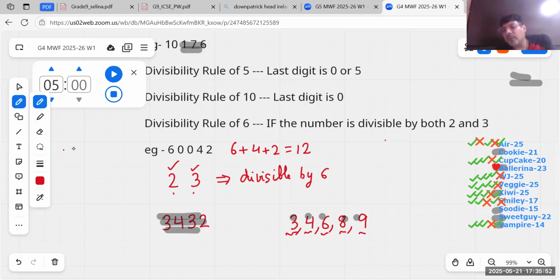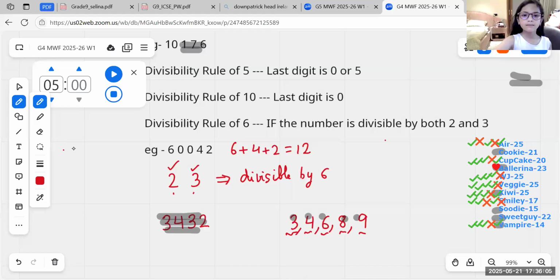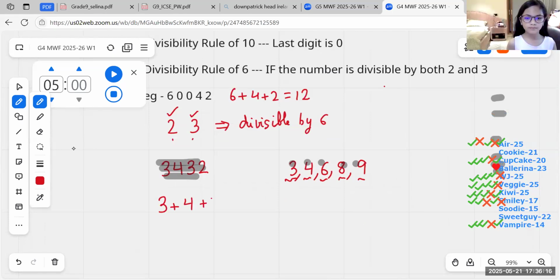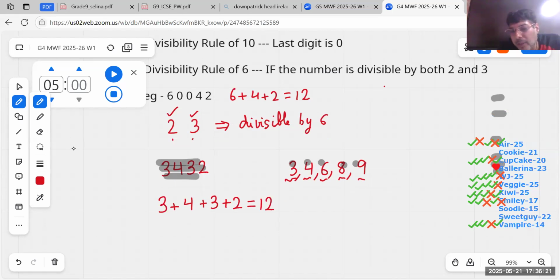Sudhi, what is the divisibility rule of 3? Sir, what is the divisibility rule of 9? Sir, the divisibility number is if any number is divisible by 3 or 9. Beta, the divisibility rule of 3 and 9 is the sum of the digits. So I have to do 3 plus 4 plus 3 plus 2. I will get 12. Now see, 12 comes in the table of 3. Yes, so it is divisible by 3. Next, what is the divisibility rule of 4?